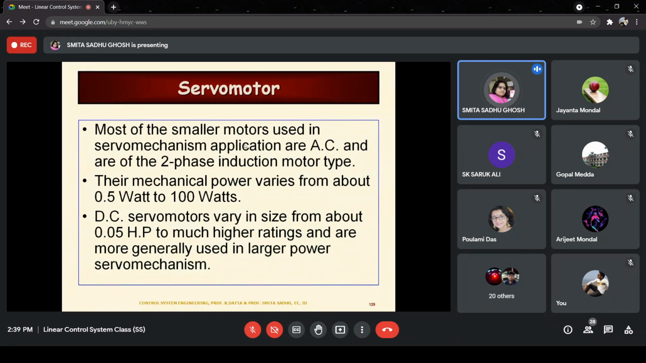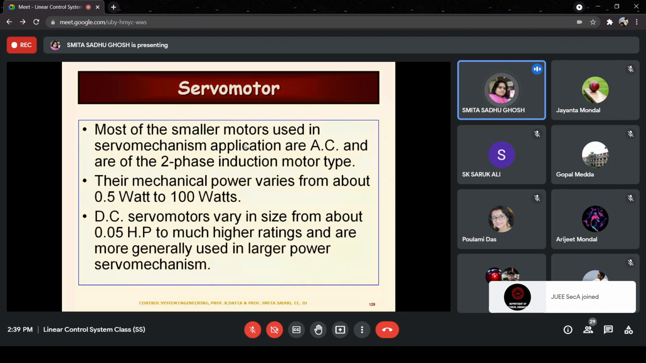So for such requirements to be met, the motor should have low inertia. At the same time, though it should have low inertia, it should be able to generate a high torque. Why a high torque?